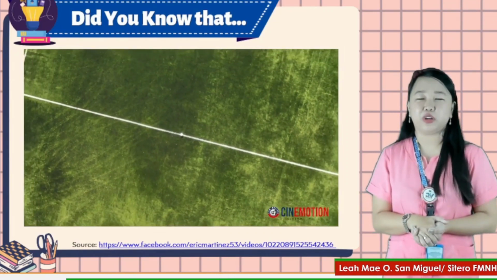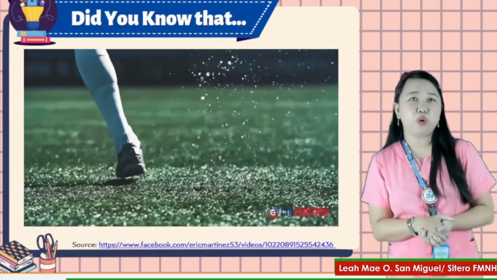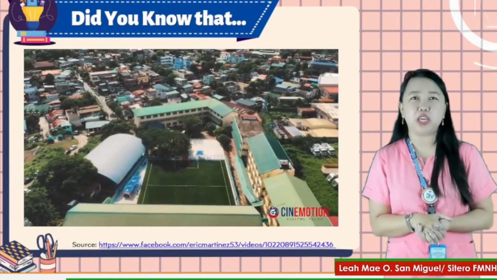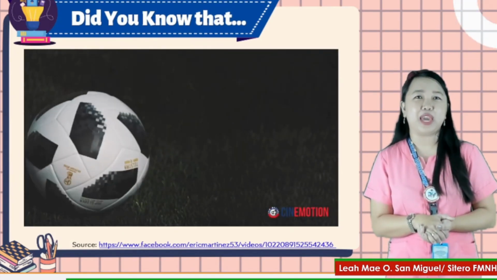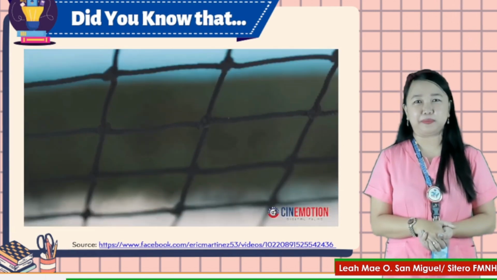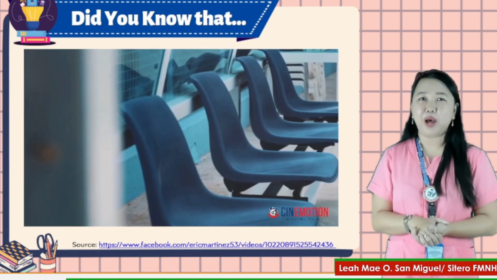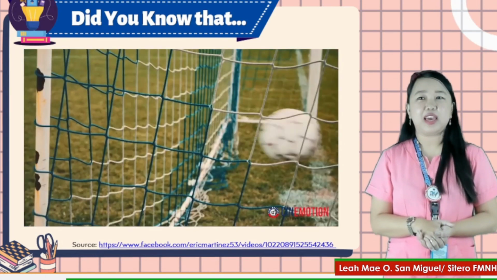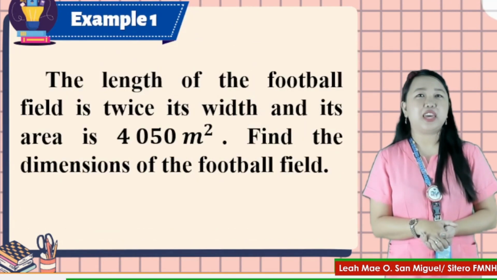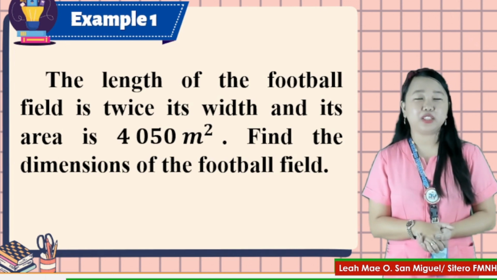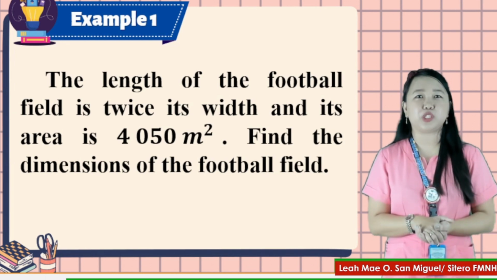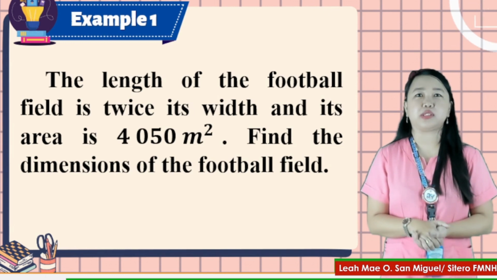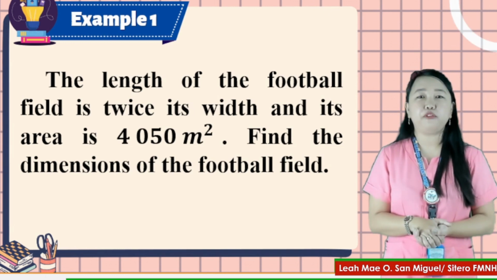Many of the younger generation of footballers might know him or not, but for those who grew up knowing the history of how good he was, Diego Maradona became an inspiration to everyone. The first word problem is about a football field. Here is the problem. The length of the football field is twice its width, and its area is 4,050 square meters. Find the dimension of the football field.